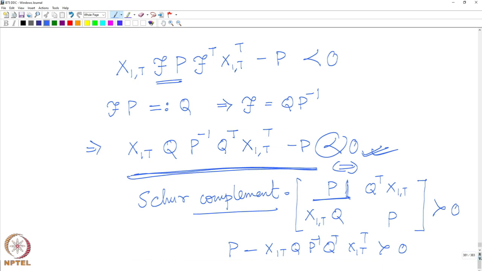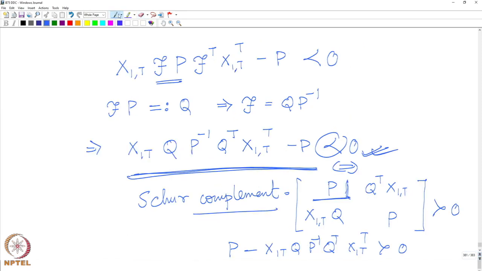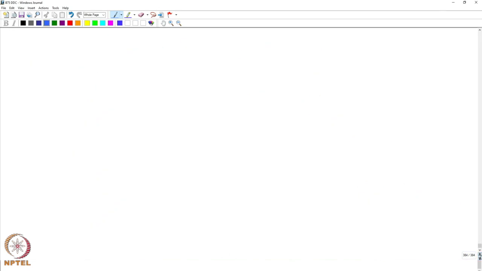Now, what we have seen is the following. This is if and only if, sorry, this does not require it. I need this if and only if here, this if and only if with this. So, then x1 T F is Schur, that is the closed loop matrix. So, closed loop stability.